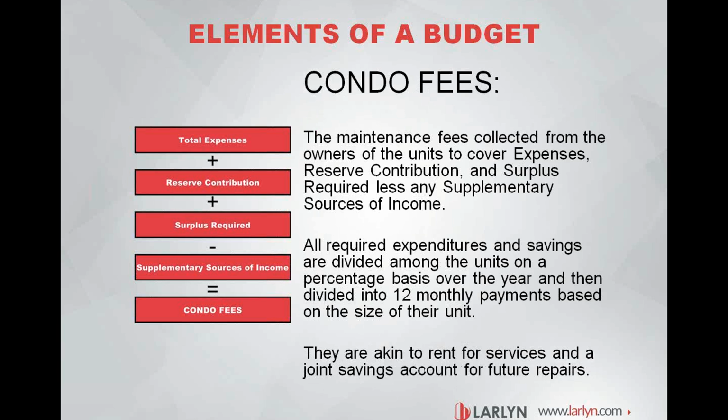So the condominium fees, the fees that are brought into the corporation, have to be equal or greater than the expenses incurred on the corporation. The maintenance fees or condominium fees collected from the owners are to cover all expenses, reserve contribution, and surplus required, less any supplementary sources of income. All required expenses and savings are then divided among the owners on a percentage basis over the year and then divided into 12 monthly payments based on the size of the unit. The percentage basis is based on the Schedule D, which is found in the declaration.